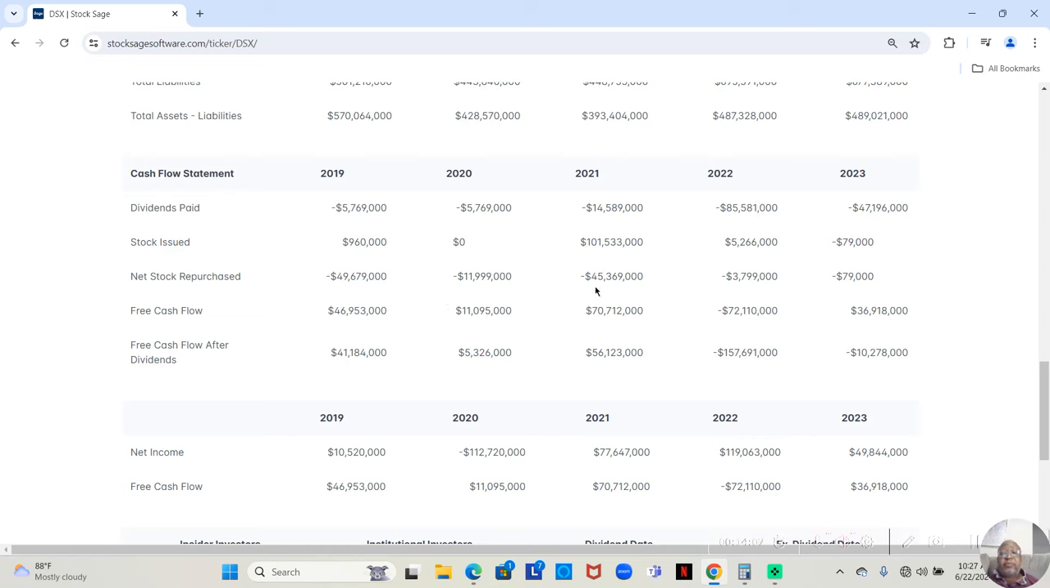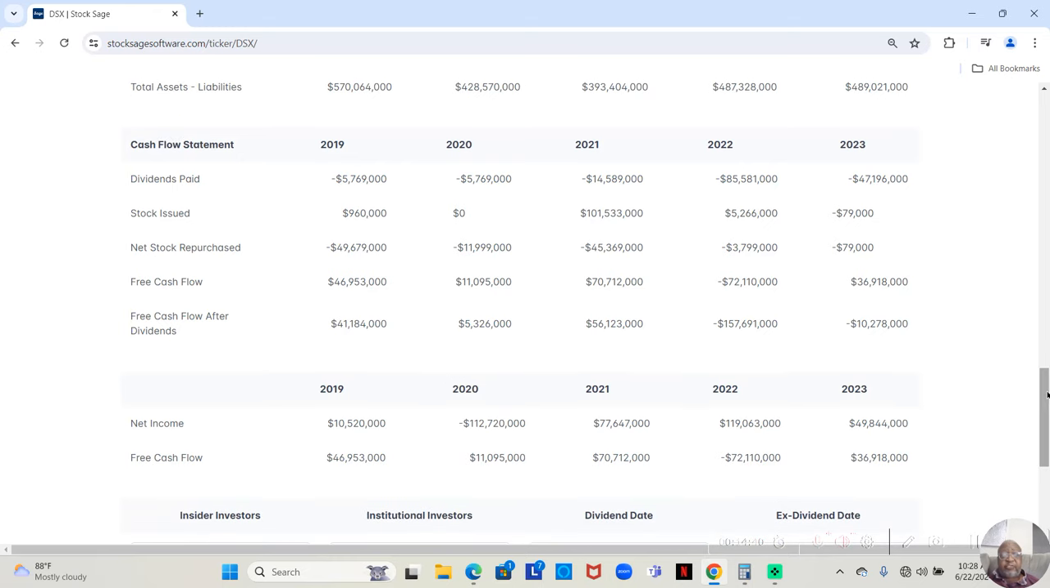And in 2021, they issued more stock than they bought back. Same in 2022. But in 2019, they bought back more than they issued. And in 2020, they didn't issue any. They just bought back. 2023 was even with both.